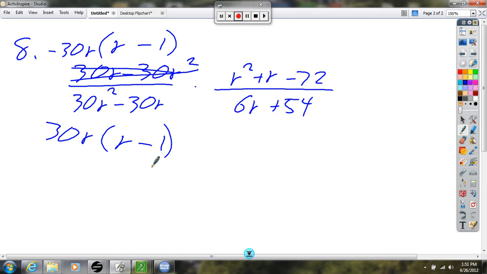How do I factor the bottom? I feel like about 5 of you are actually looking at me, the rest of you are not. You're busy talking or whatever.